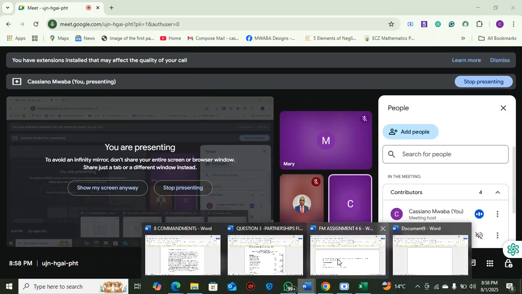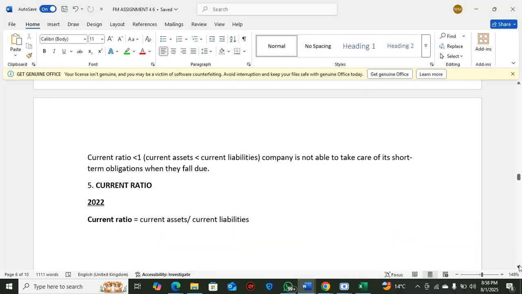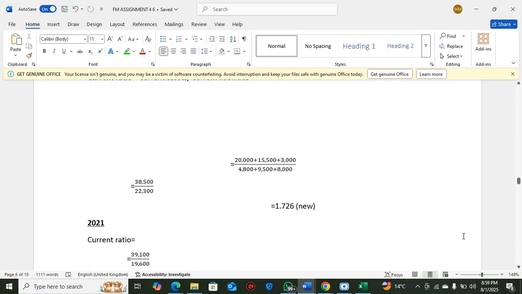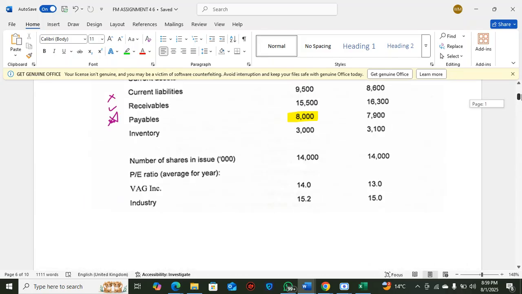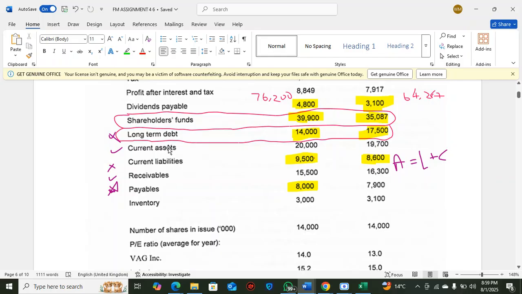So, for this company, 2022 current assets, I just added these ones: current assets, receivables, and inventory. These are our current assets. So sometimes they'll bring it like this. It's up to you to remember, what is a current asset? What is a current liability? So current assets, 20,000 plus receivables, 15,500 plus inventory, 3,000.